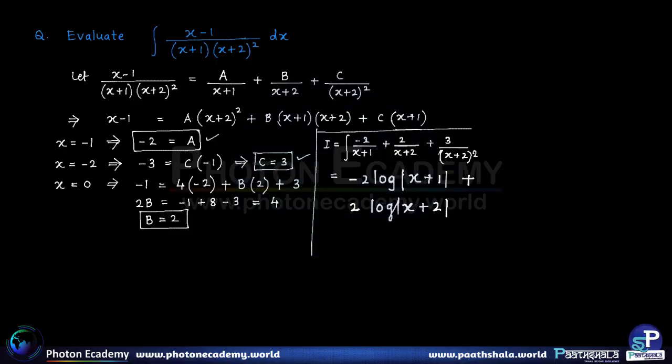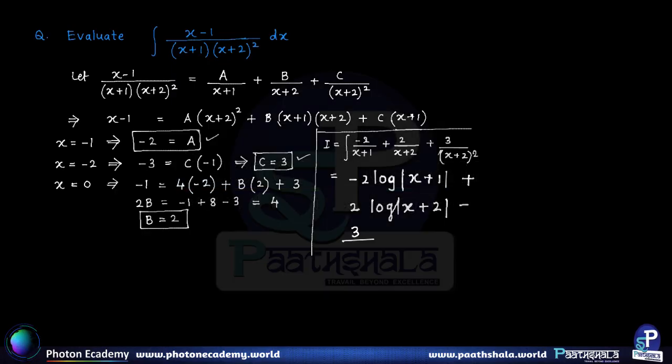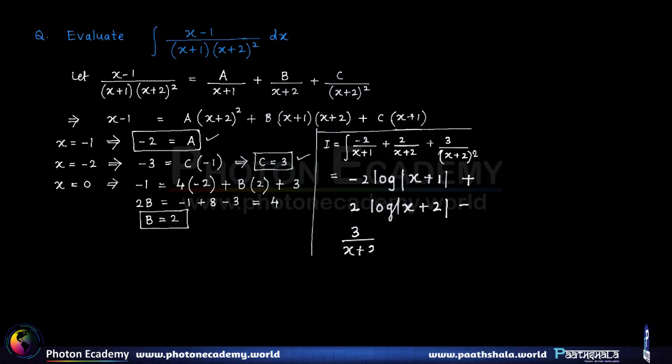And the last term is 3 upon (x plus 2) the whole square. So we see it's a function of a linear expression in x. So therefore that is nothing but minus 3 upon (x plus 2). So that completes the final answer. So in this way we have to identify the given function and factorize it, and if it has linear and a repeated factor, then we solve by this particular method.